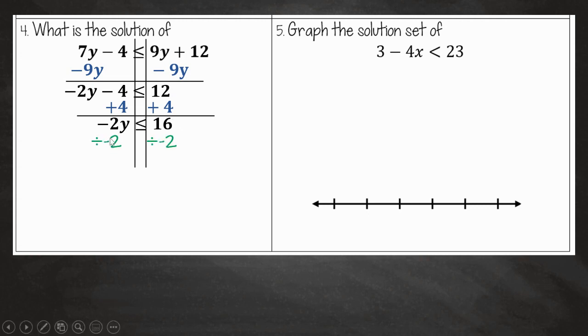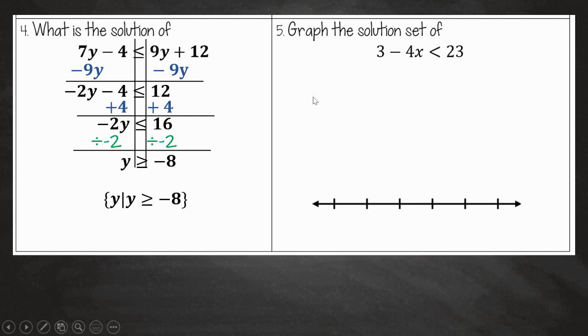Then we're going to divide by a negative. Again, when we divide by a negative, we are going to flip the sign. So before it was a less than or equal to symbol, now it's a greater than or equal to symbol. So y is greater than or equal to -8. So our solution set would be written as y such that y is greater than or equal to -8.